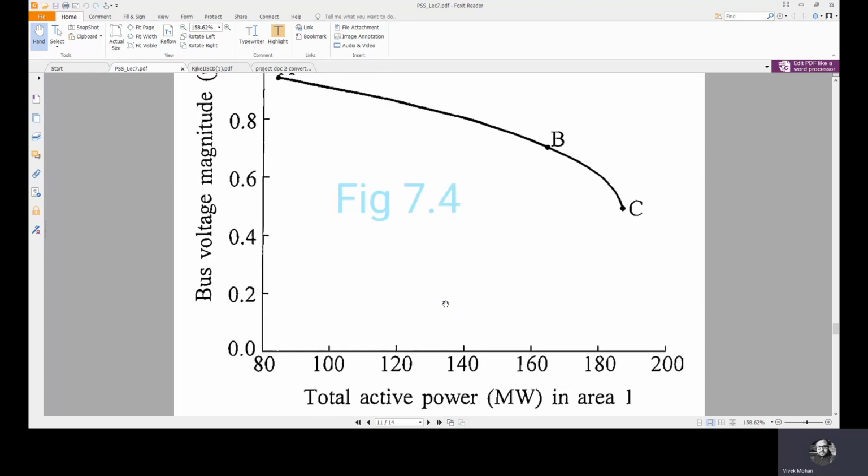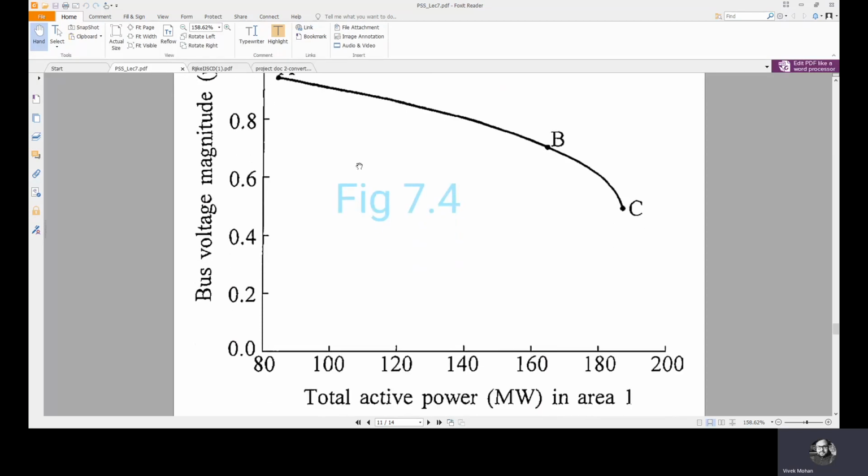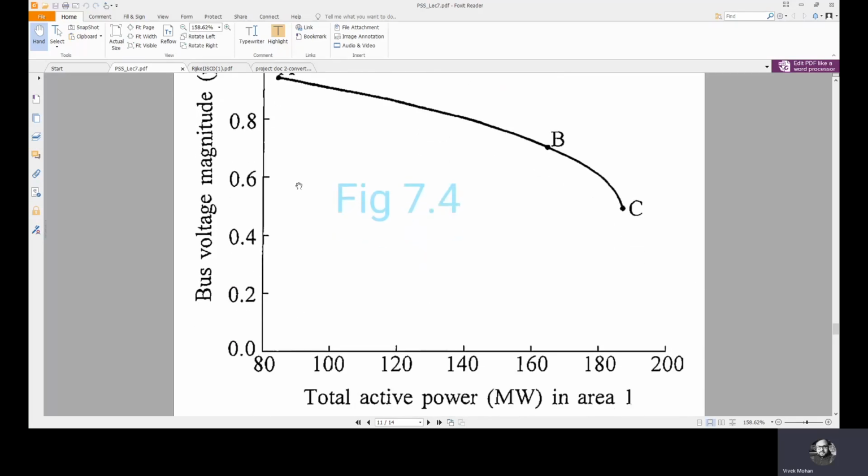So we are going to take active power on the horizontal axis and bus voltage magnitude on the vertical axis, and we take three loading points A, B, and C. Of course, A is the minimum loading point, which is near to some 90 megawatts. Then we load the system at B, which is some 170 megawatts, and then at the collapse point C. This is the critical point or the maximum loadability point of the system.